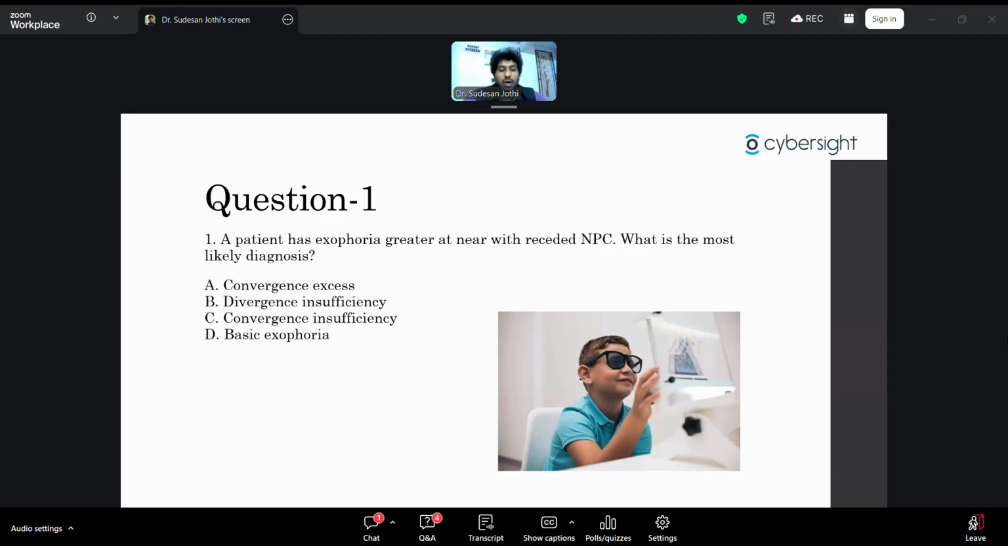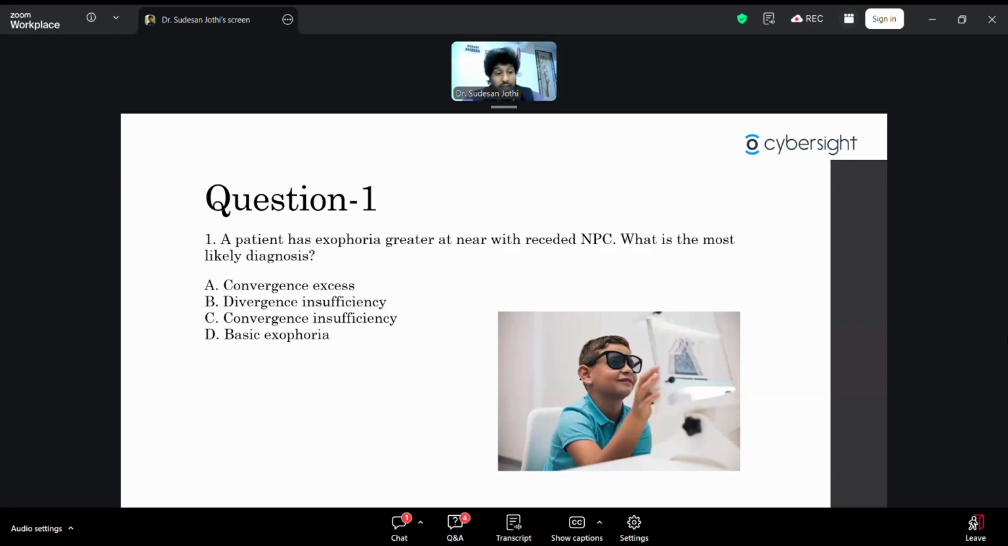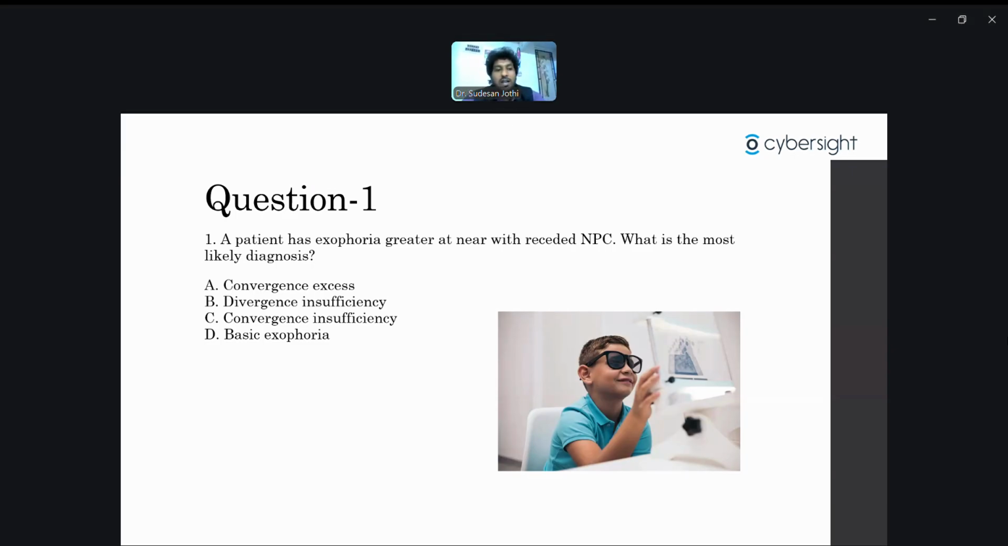So if you see the first question, right? Yes, that is correct. It is convergence insufficiency. This is the classic presentation of convergence insufficiency, making it a correct diagnosis because the exophoria is greater at near with receded near point of convergence. Right? Most of them have answered correctly.